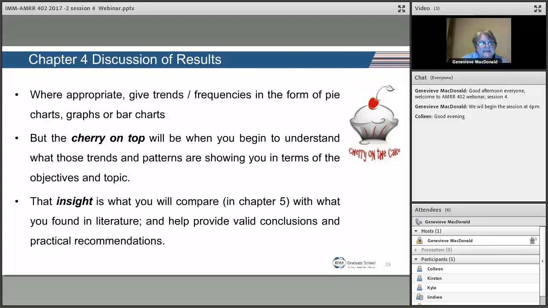That insight that you are generating through this discussion and reflection is what you will compare in your chapter 5 with what you found in literature. How does this compare to what other similar studies found? And it helps you provide valid conclusions and give practical recommendations in chapter 5.